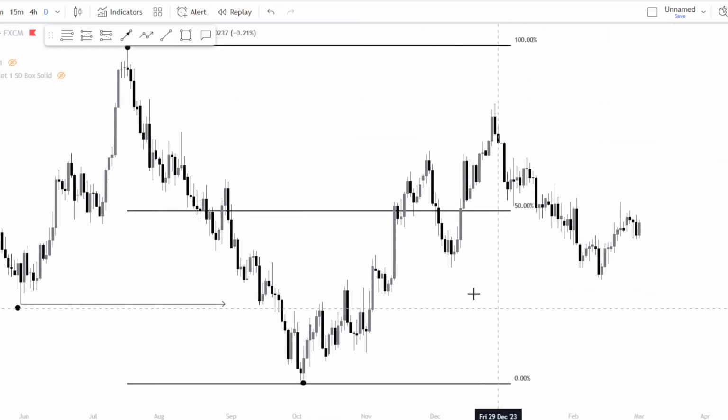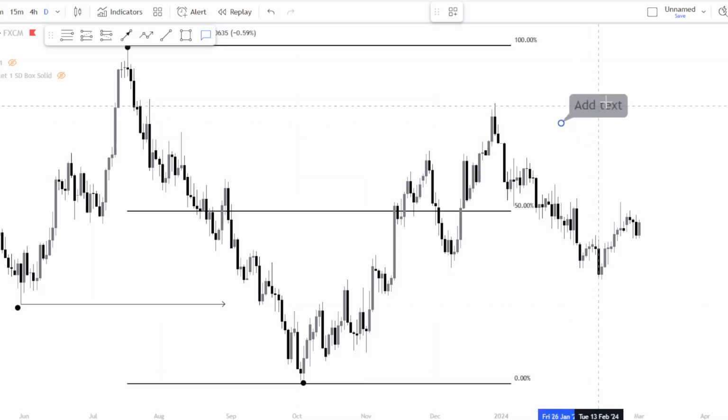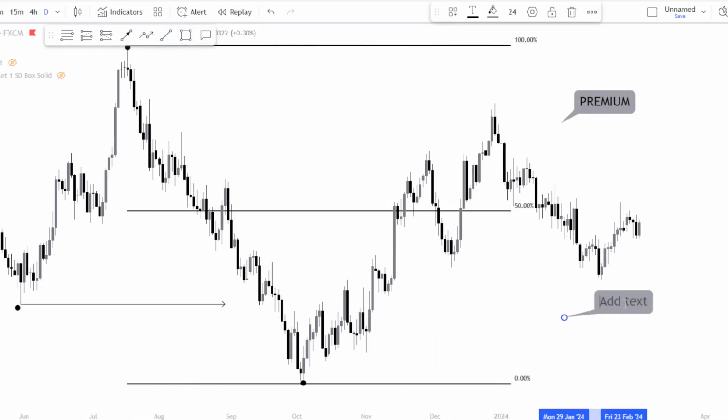So what's the next thing we need to depict in this picture? Is that we have a premium up here. So if I label this premium and I label this discount. So discount. So that being said, now that we've marked out our structure, our dealing range, our premium and discount, where do we go to next as traders?